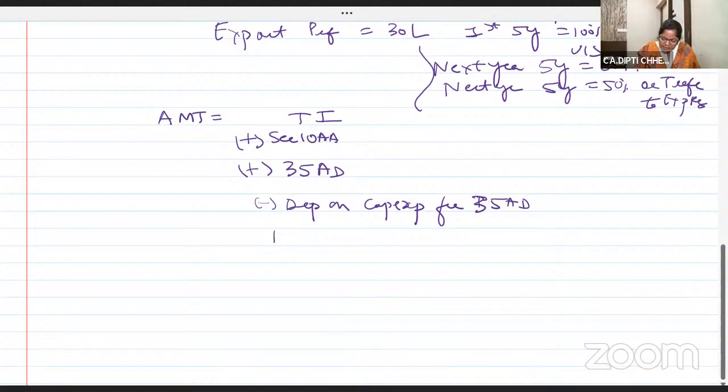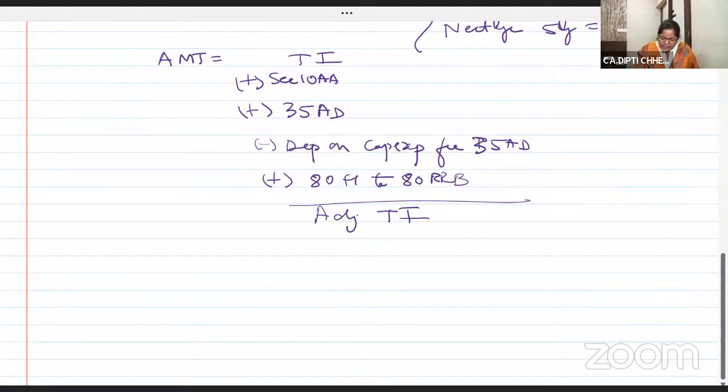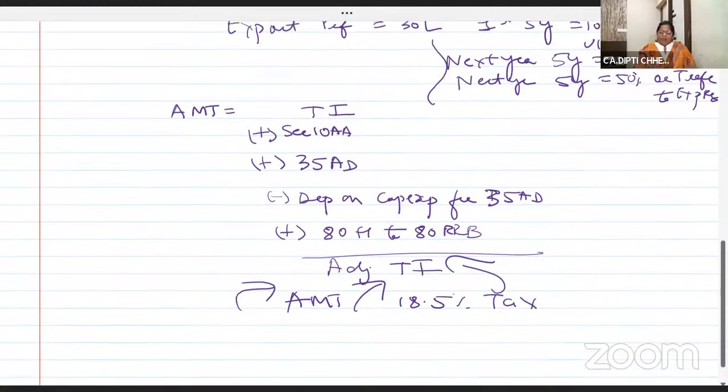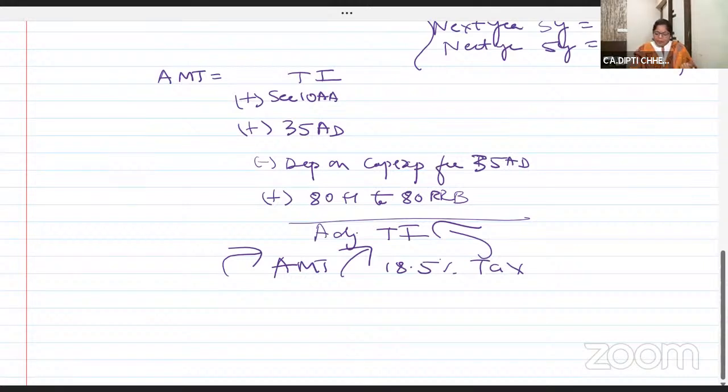Now, if you have claimed some deductions under 80H to 80RRB, royalty, or the 80I series, handicrafts and all, add back. What you are getting is called the adjusted total income, and alternative minimum tax says at least 18.5% tax you have to pay on adjusted total income. Is this clear to all of you? Yes, you have to pay 18.5% tax on adjusted total income. Clear to all of you? If it is an IFSC, International Financial Service Center, like a bank located inside SEZ, then it is 9%.